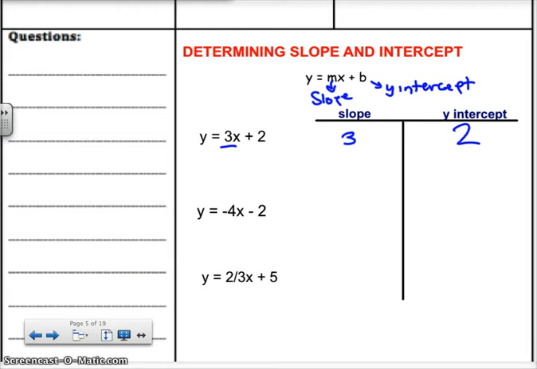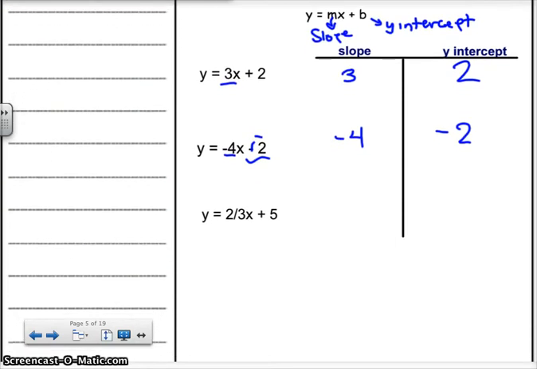What's the slope of my second line? -4. That would mean I'm going down. Down 4 over 1. And what is my y-intercept? -2. Because this is plus a negative. Okay, slope before the x, 2/3. Y-int after the x, my y-int is 5.